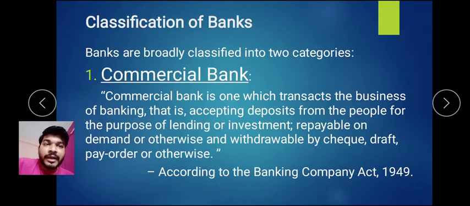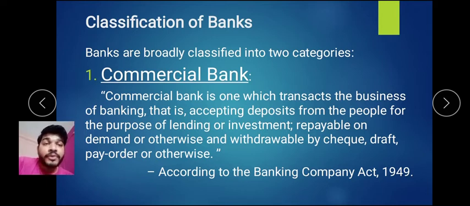Now let's go with the classification. There are two types of classification: commercial bank and central bank. First we'll go with commercial bank. A commercial bank is one which transacts the business of banking, that is, accepting deposits from the people for the purpose of lending.